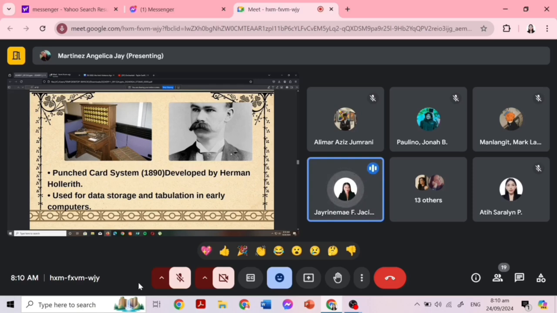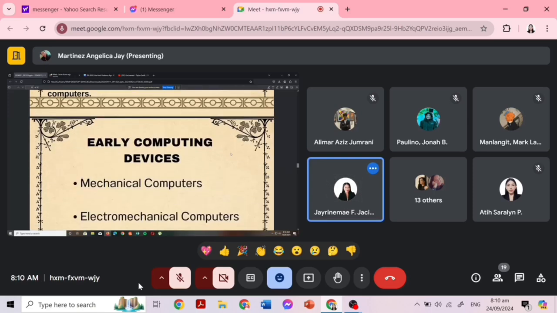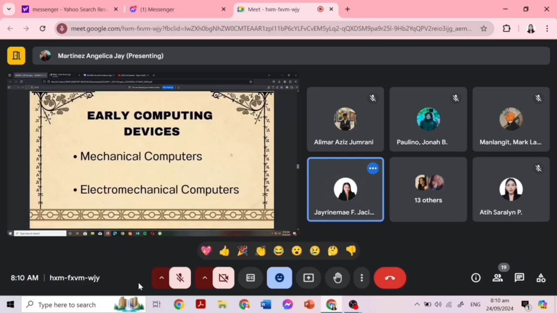So the next one. The early computing devices, we have two. We have the mechanical computers and the electromechanical computers. So let's find out what is the difference between these two.